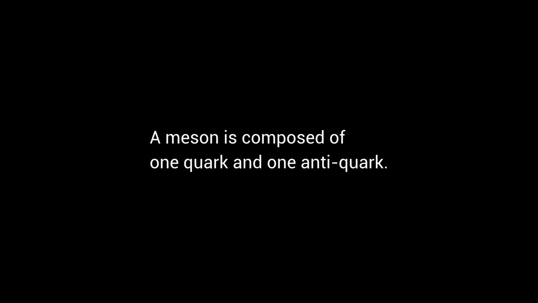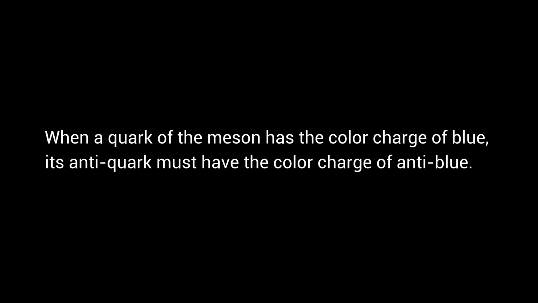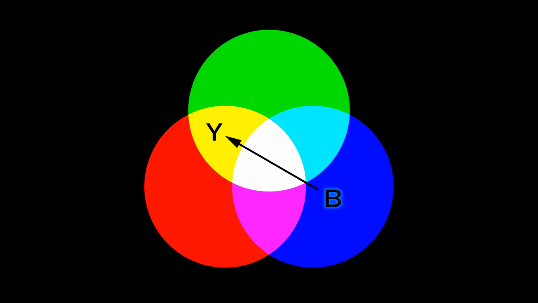In the case of a meson, its colors can be seen in the following way. A meson is composed of 1 quark and 1 anti-quark. When a quark of the meson has the color charge of blue, its anti-quark must have the color charge of anti-blue. The net charge of blue and anti-blue is 0. Metaphorically, anti-blue can be seen as yellow, because the mixture of blue light and yellow light creates white, or clear light. In the same way, anti-green can be seen as magenta, and anti-red can be seen as cyan.